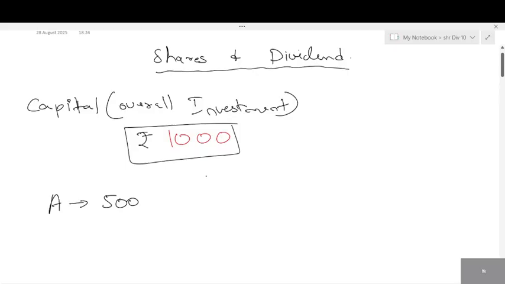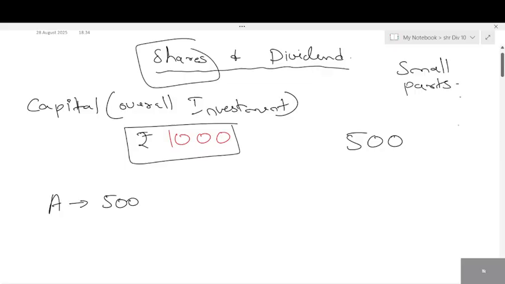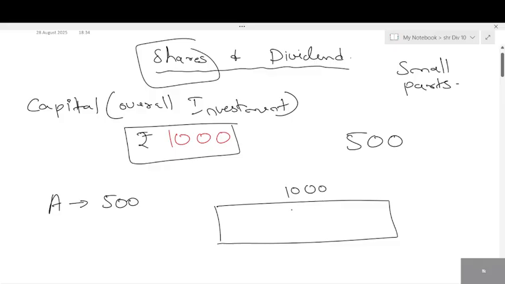Other 500 is required. So he doesn't have 500 with him. What he does is, this 500 he'll ask others. Instead of taking it for free, he will convert it in terms of shares. Shares are small parts. For example, if this is the entire company worth 1,000, the owner has 500. Half of this company, or just assume this as a piece of chocolate. Half of the chocolate is taken by A.